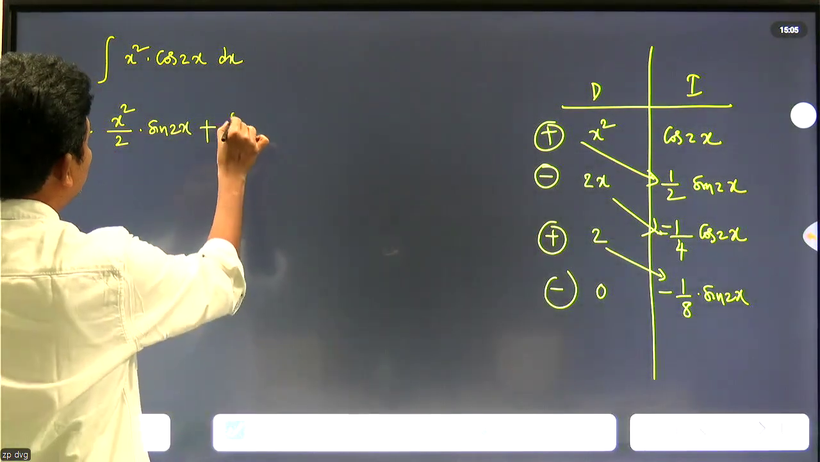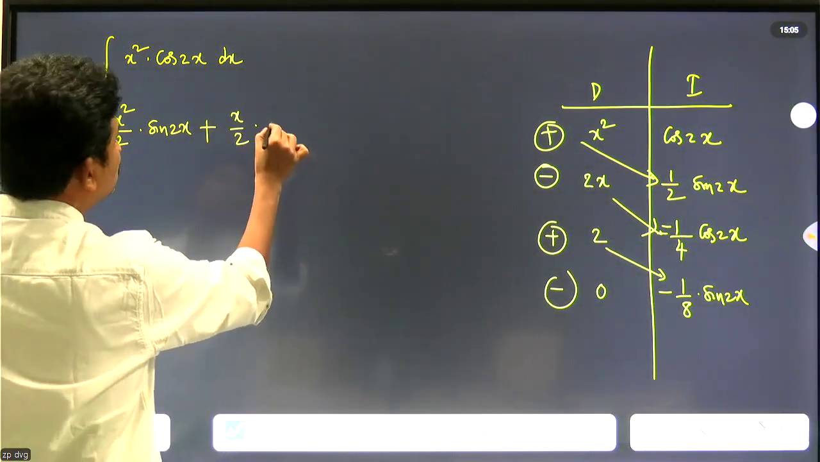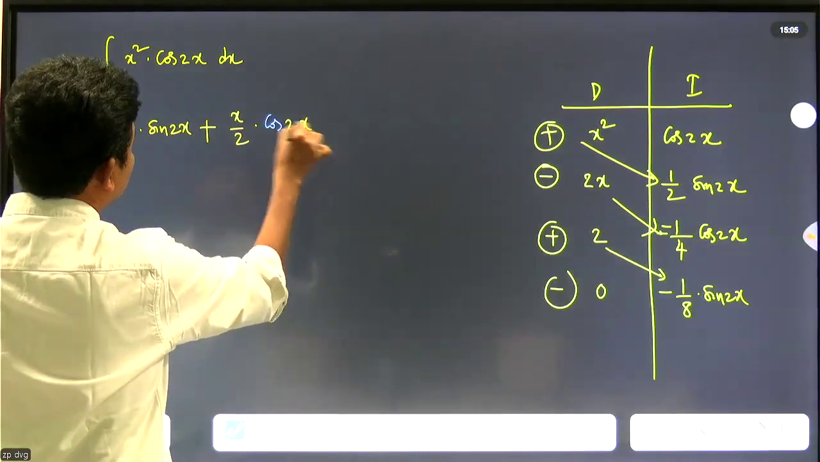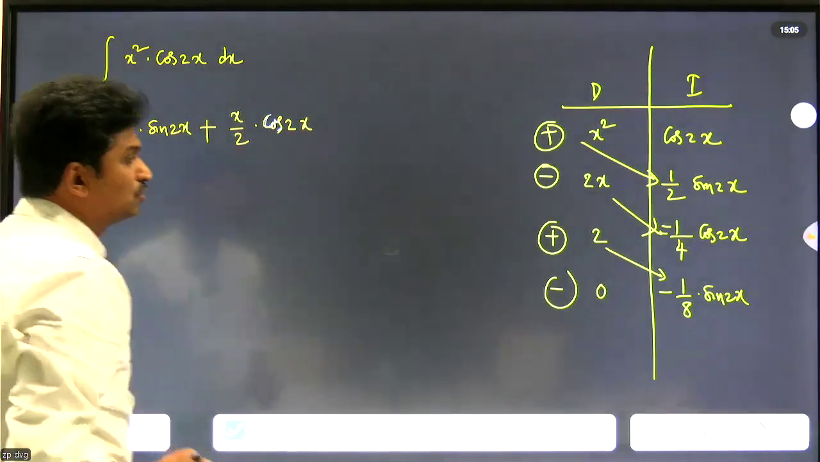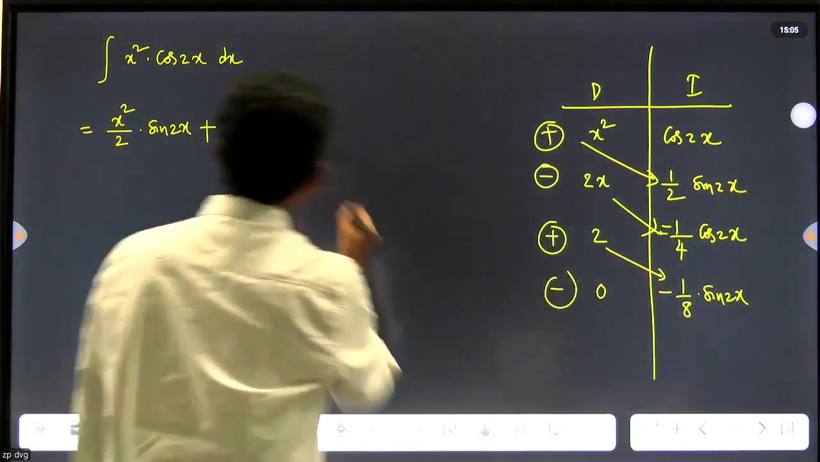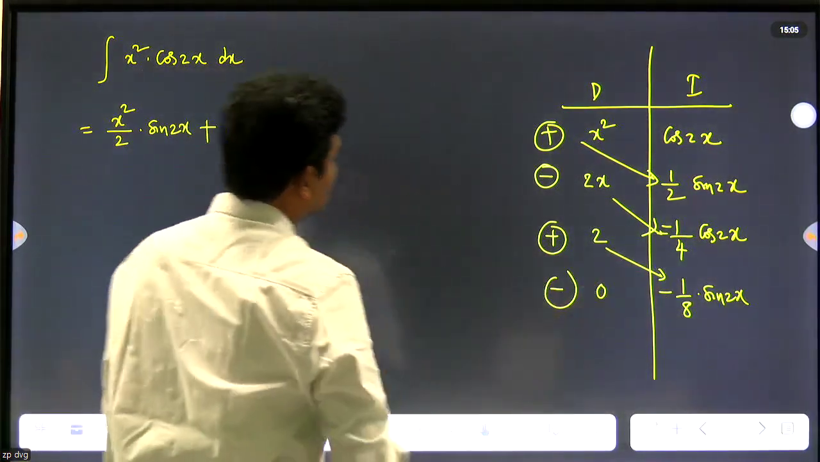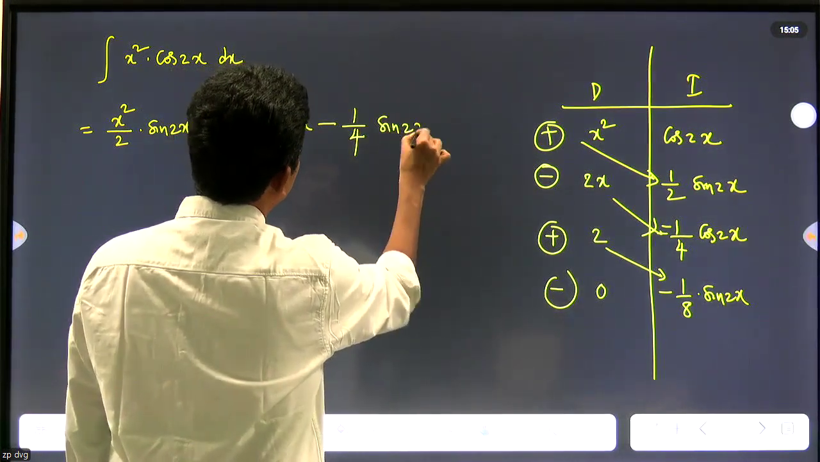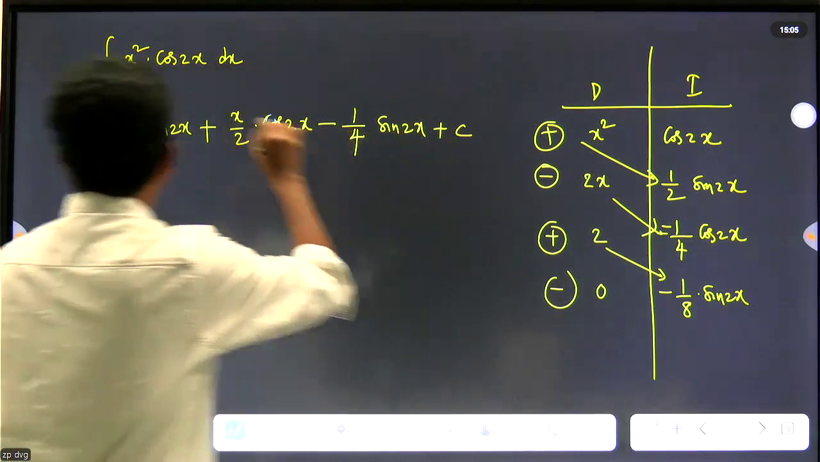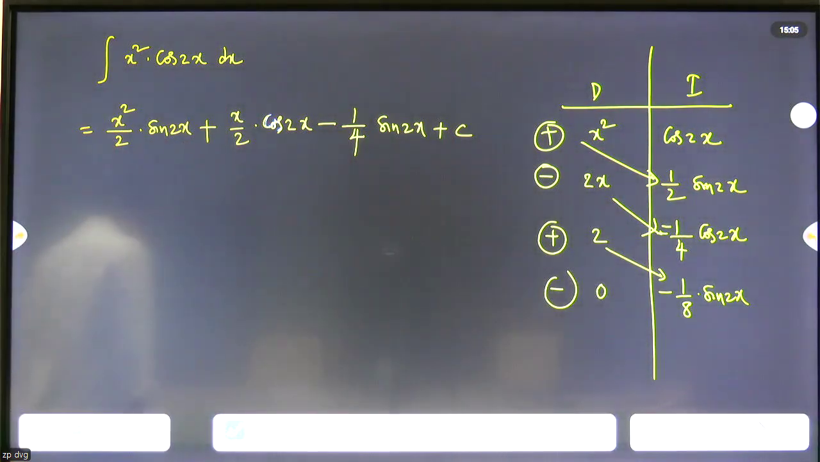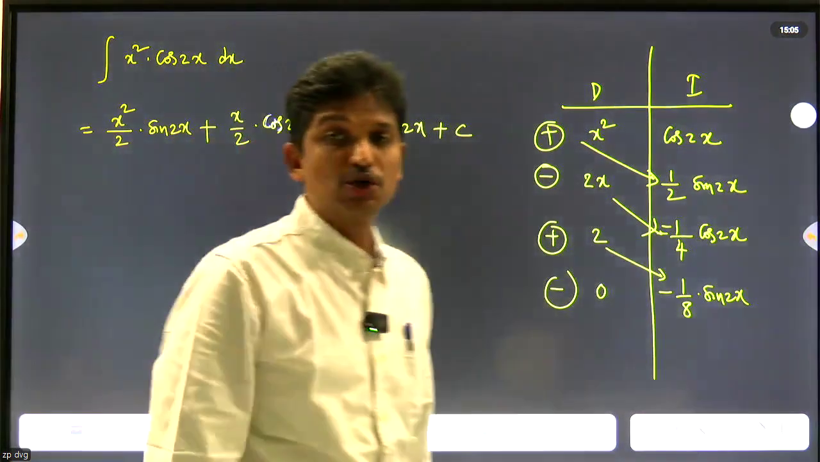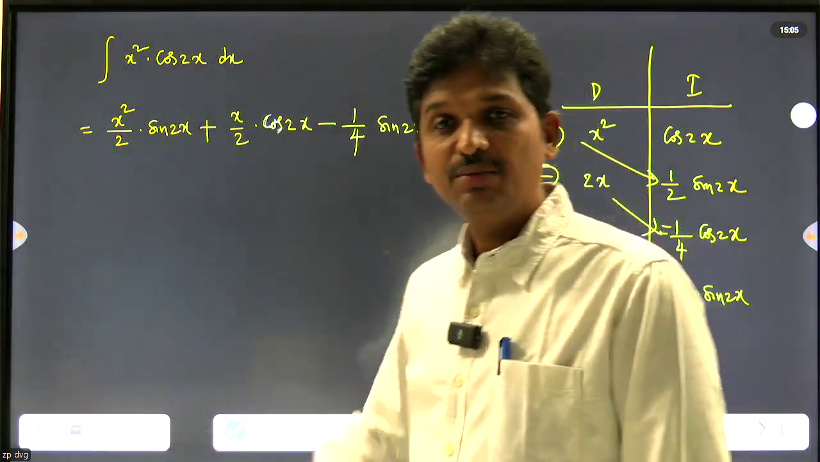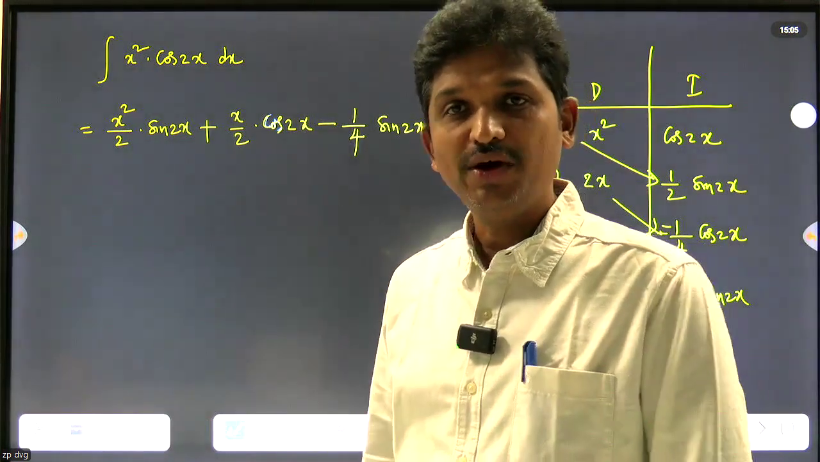Multiply these two terms, what will you get? 2x by 4, and 2x by 4 is nothing but x by 2, into cos 2x. Look at this, plus of minus is minus, minus 2 by 8. 2 by 8 is what? 1 by 4 into sine 2x plus c. See, in a single step, we got the answer, right? So with the help of the shortcut, you can do these integration by parts problems very quickly. Okay, all right. Now we'll move to the next model.